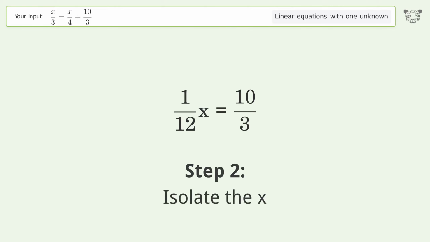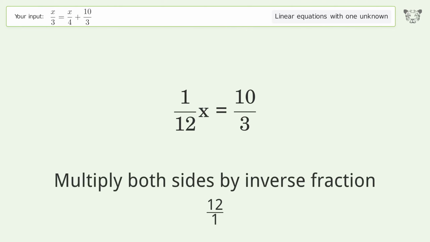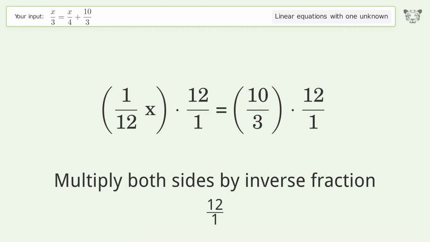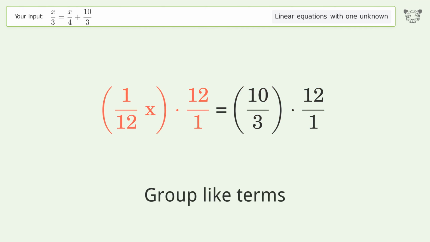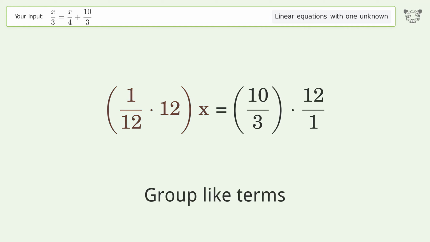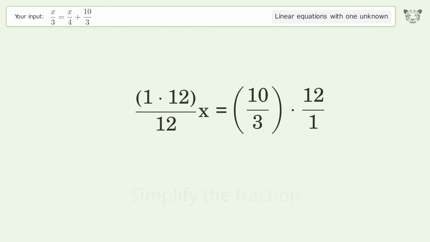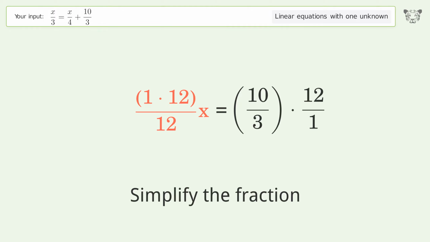Isolate the x. Multiply both sides by inverse fraction 12/1. Group like terms. Multiply the coefficients. Simplify the fraction.